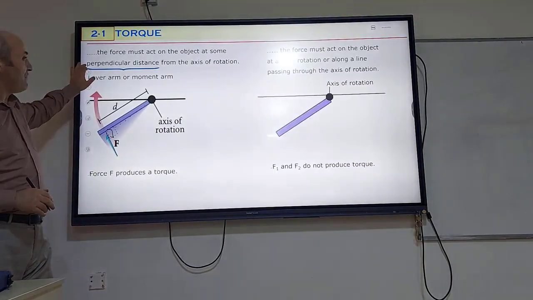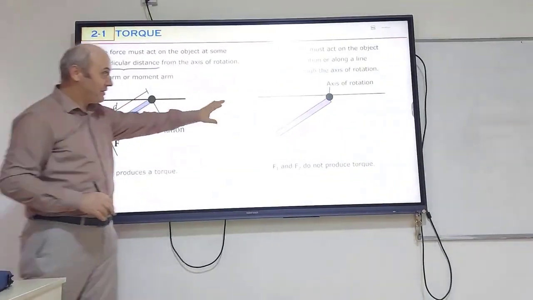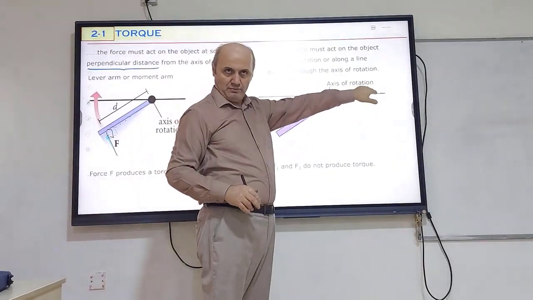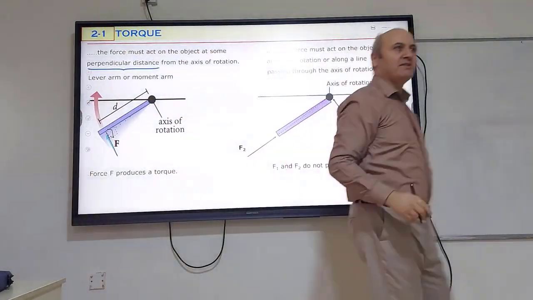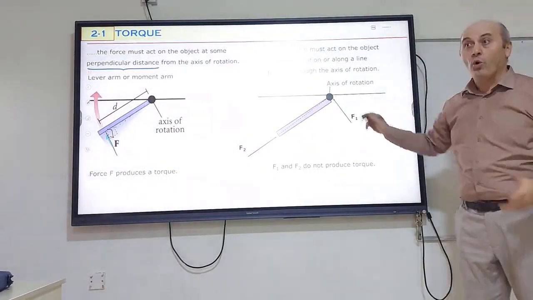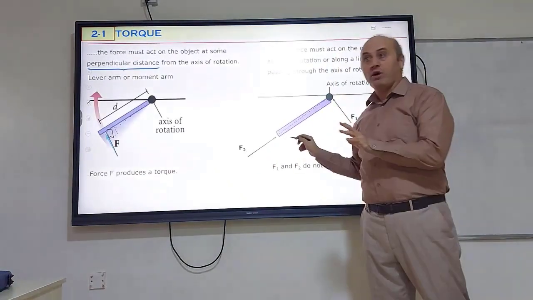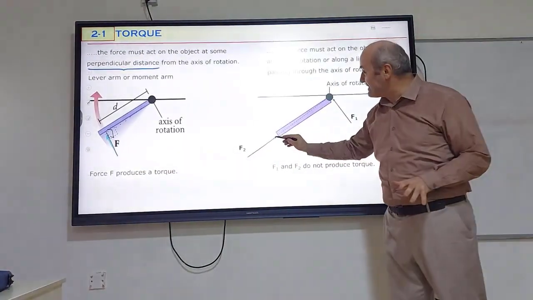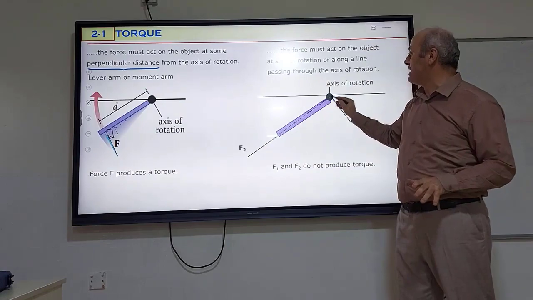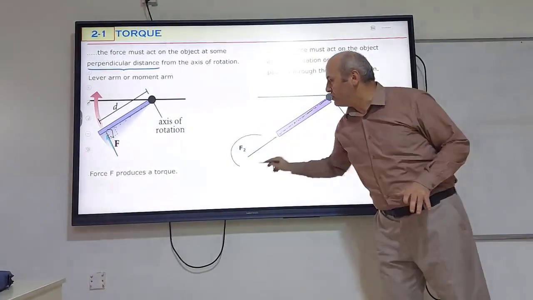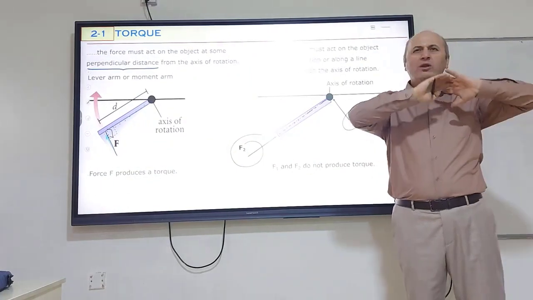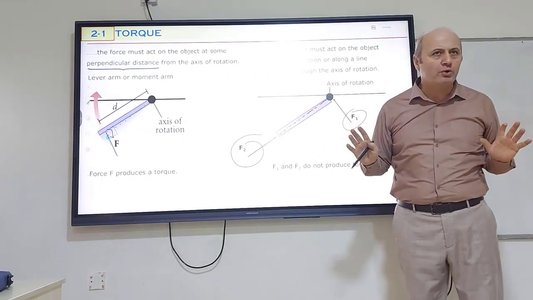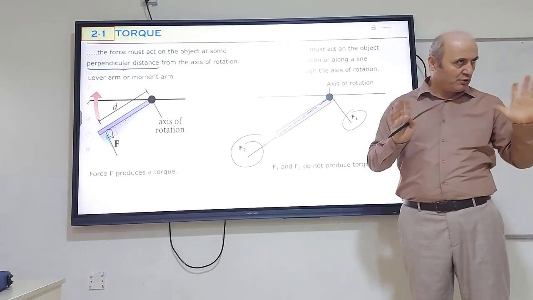But if a force acts at the axis of rotation, like this, look at that, F1 is acting on the axis of rotation, or if a force acts on an object so that its extension passes through the axis of rotation, these two forces cannot produce a torque. Then, in all other cases, there is some torque. Two cases cannot produce a torque.